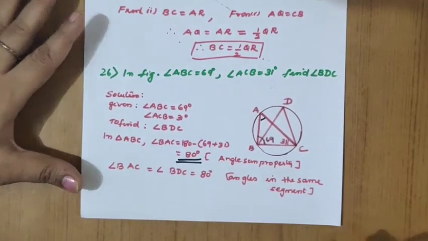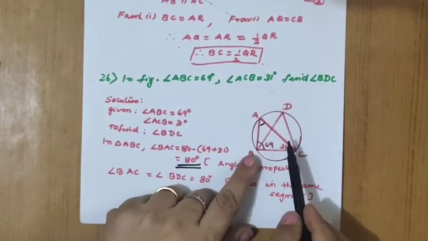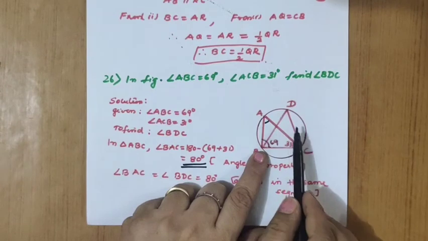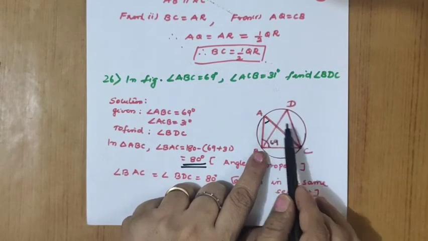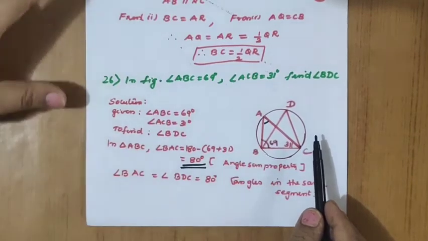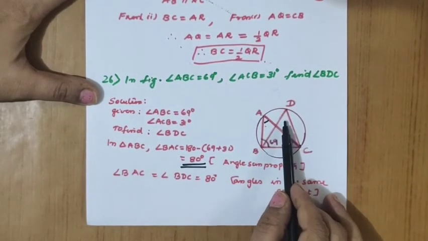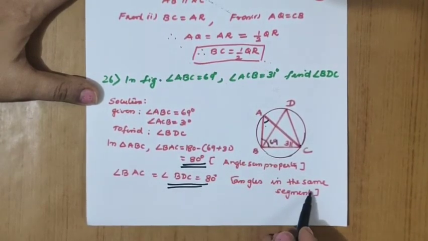After getting angle BAC as 80, what should we do? We should keep our fingers on where? BC, because if you keep your finger on BC, you know that angle BAC and angle BDC are formed in the same segment. So that means their values are equal. So angle BAC is 80 means BDC is also equal to 80. So hence proved. What is the reason to be written? Angles in the same segment.